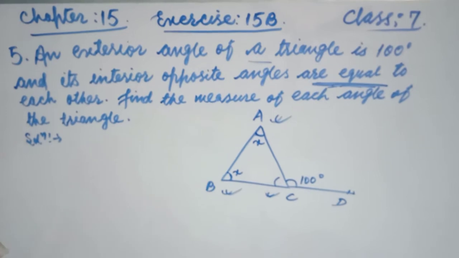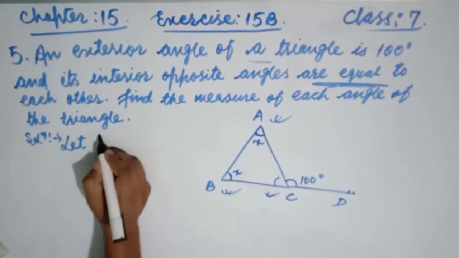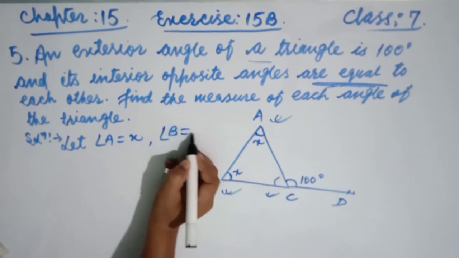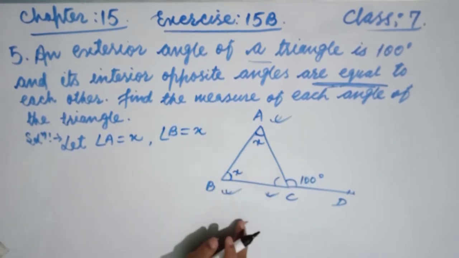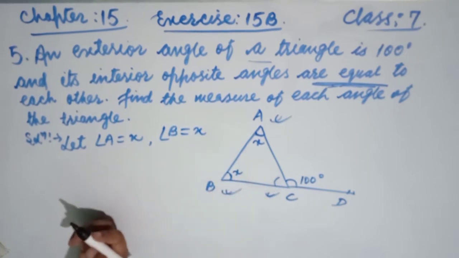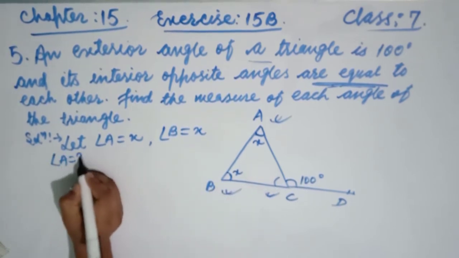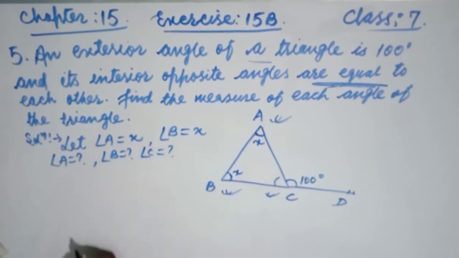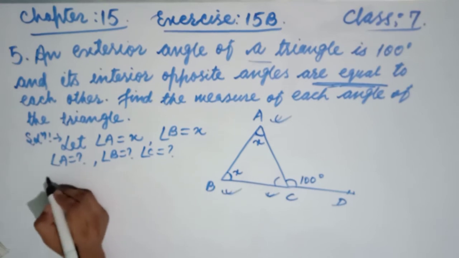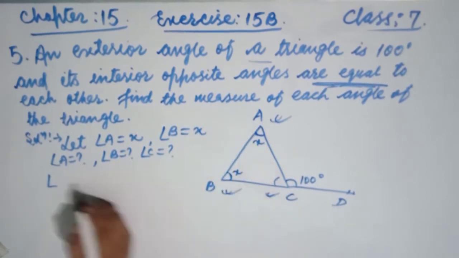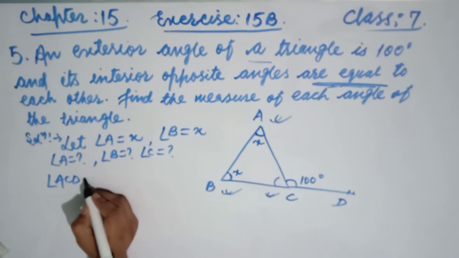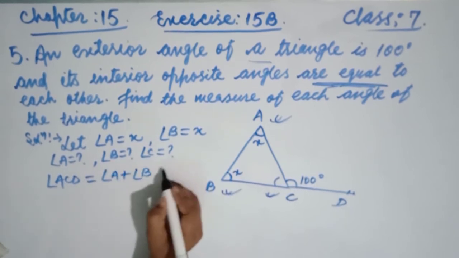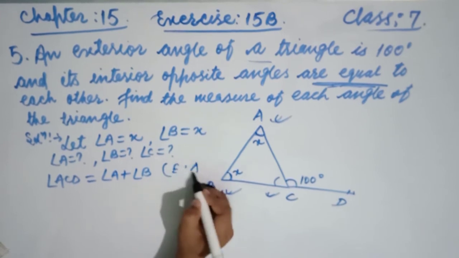Now see friends, first let angle A is equal to X, angle B is also equal to X, because both the X opposite interior angles are the same. And now we have to find what angle A is, what angle B is, what angle C is. Okay, now friends, this angle ACD is equal to angle A plus angle B. So this is, friends, the reason: exterior angle property.